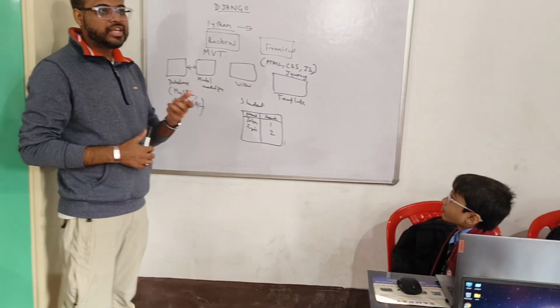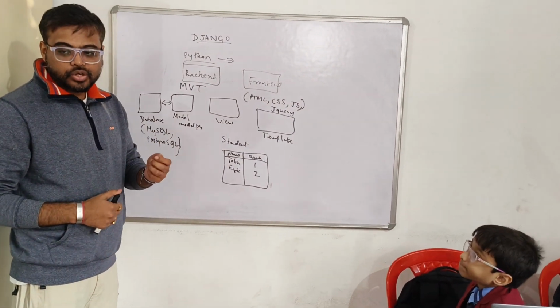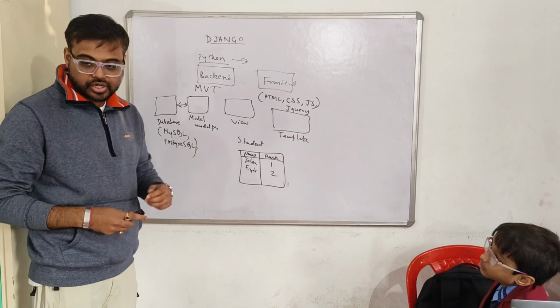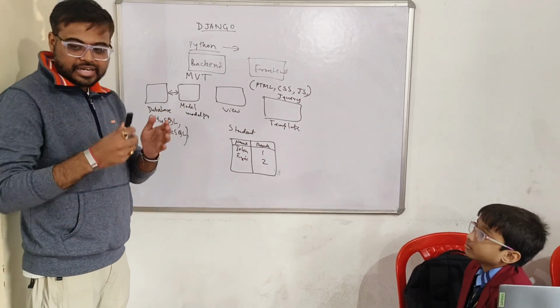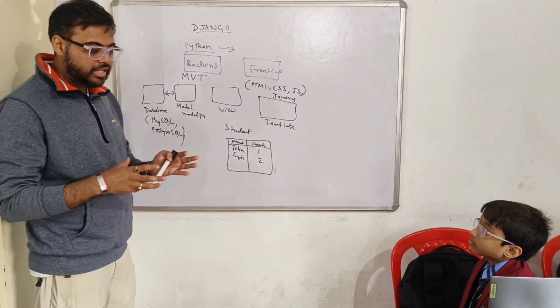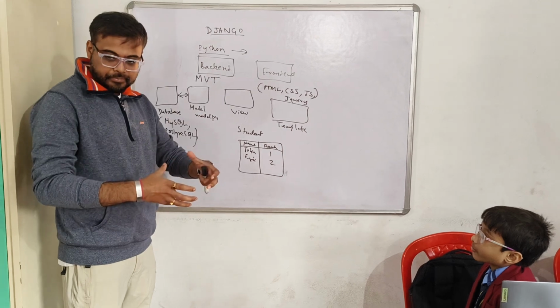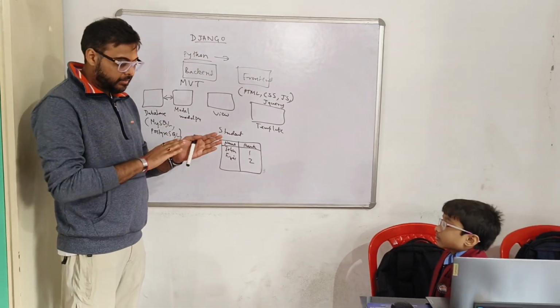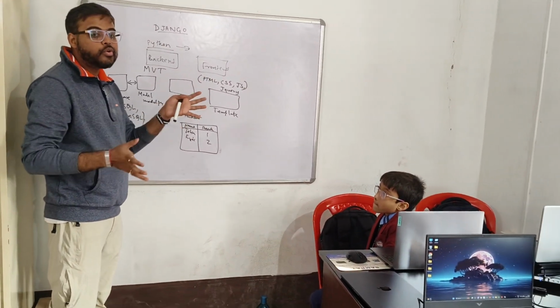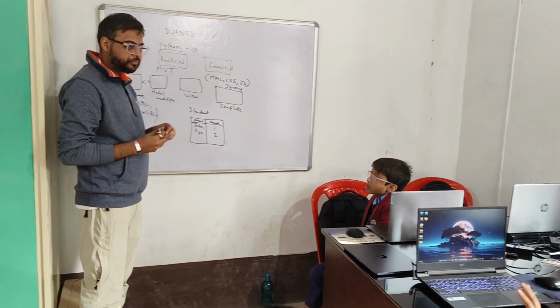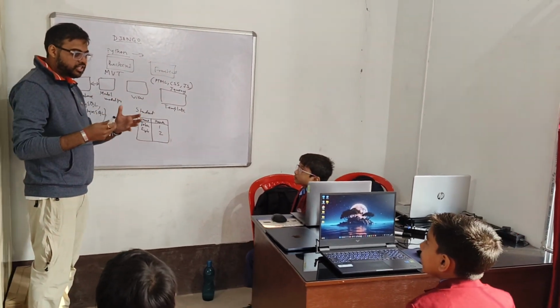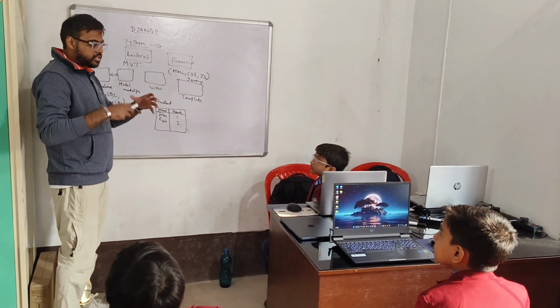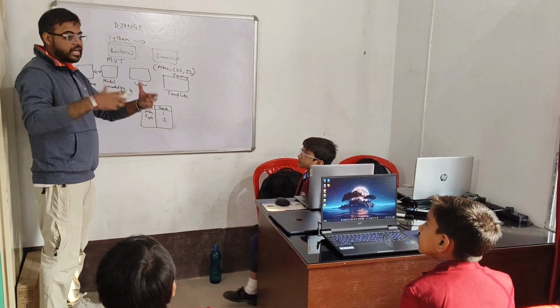So another type of architecture is called MVC, which is model view controller. These are different kinds of things, but what they say is that you have the data and you have to show the data to your users in the form of a website. So MVT is a structure, and Django is a framework. MVT is a structure in which the site is organized.